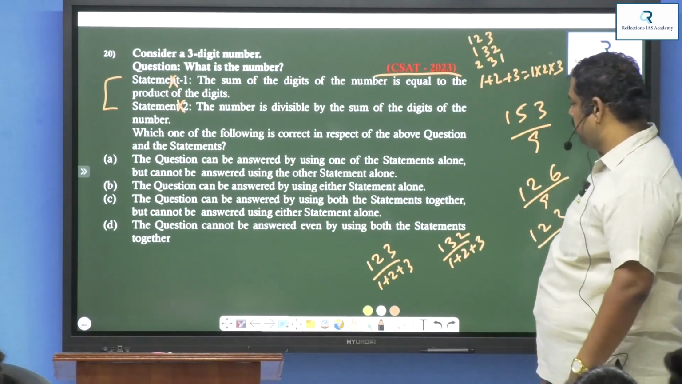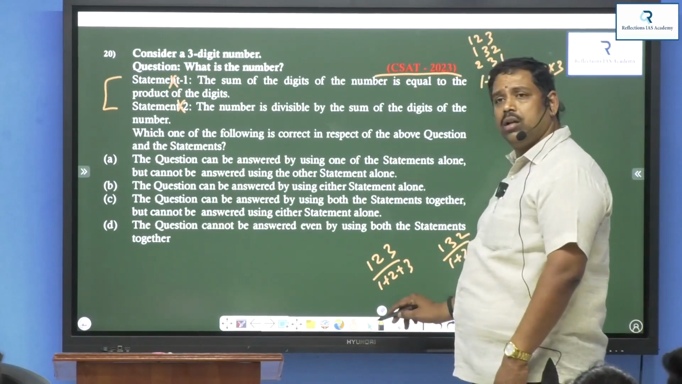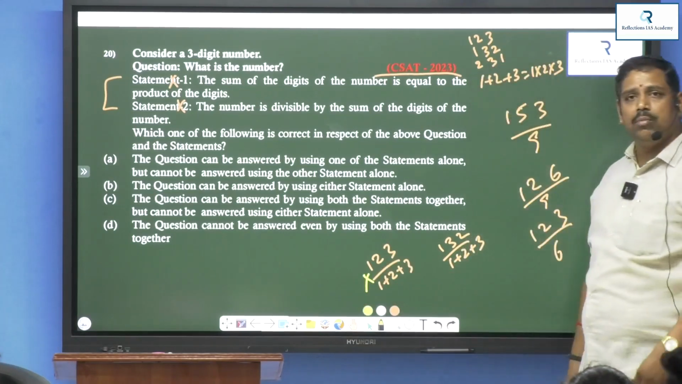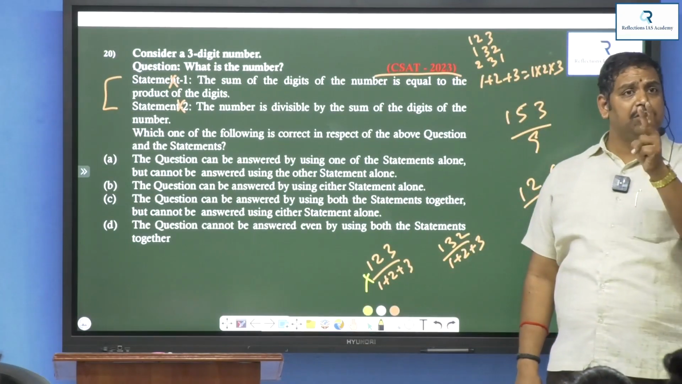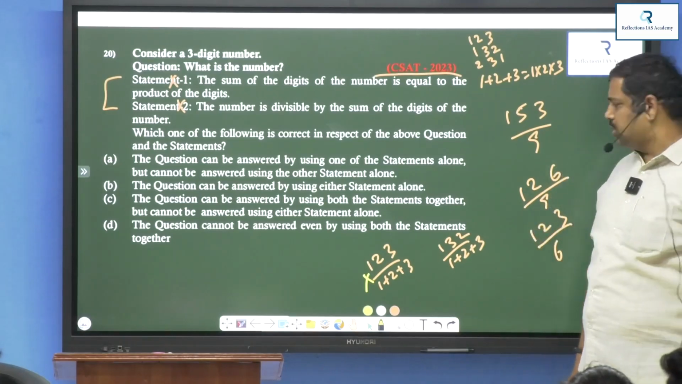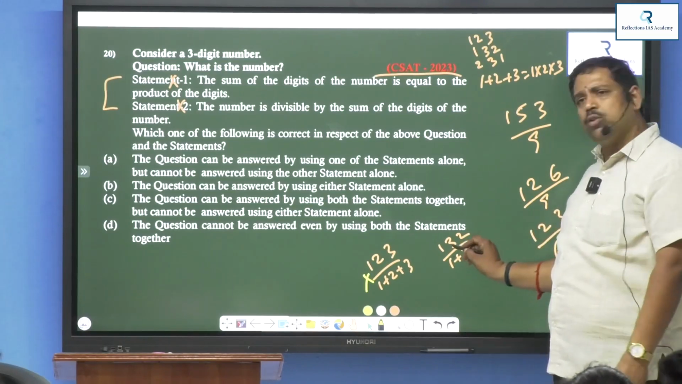Sorry, no. This is not. 1 plus 2 plus 3 is 6, no? Divisible by 6 means divisible by 3 and divisible by 2. So, divisible by 2 means it should be an even number. This is okay.